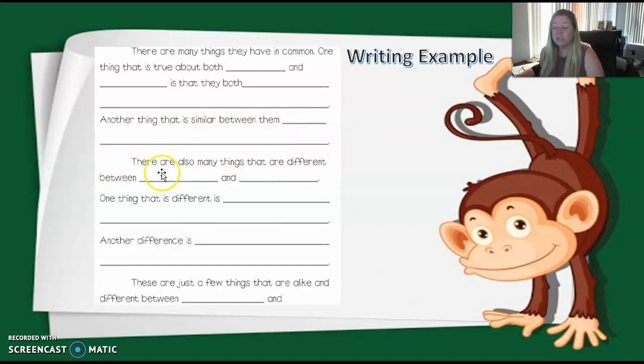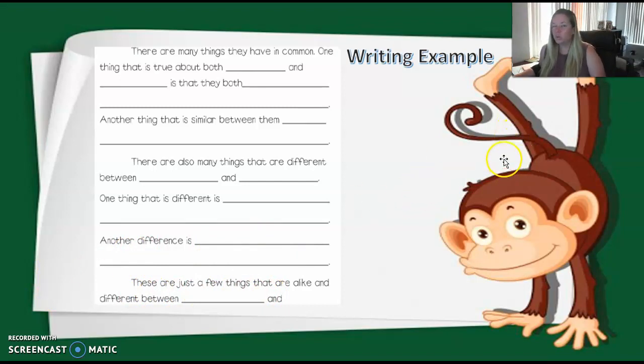There are also many things that are different between frogs and toads. One thing that is different is frogs have long, powerful legs for jumping. Another difference is toads like dry places. These are just a few things that are alike and different between frogs and toads.